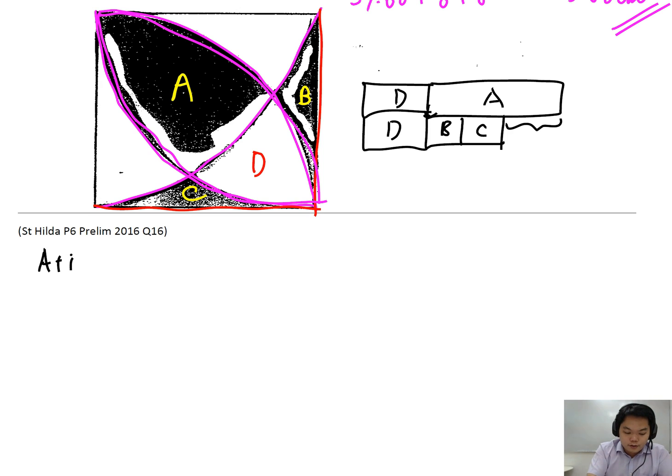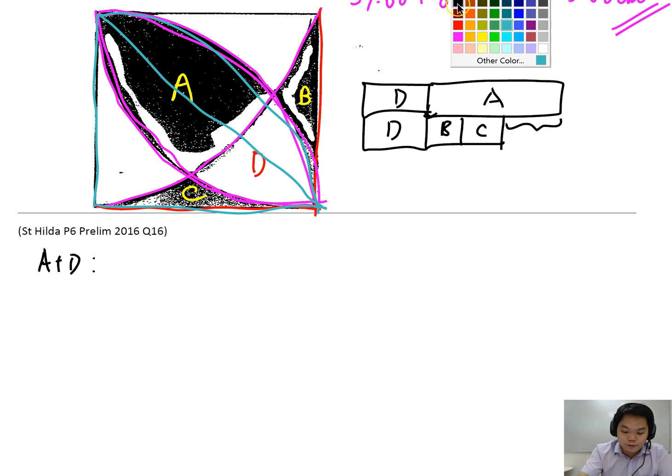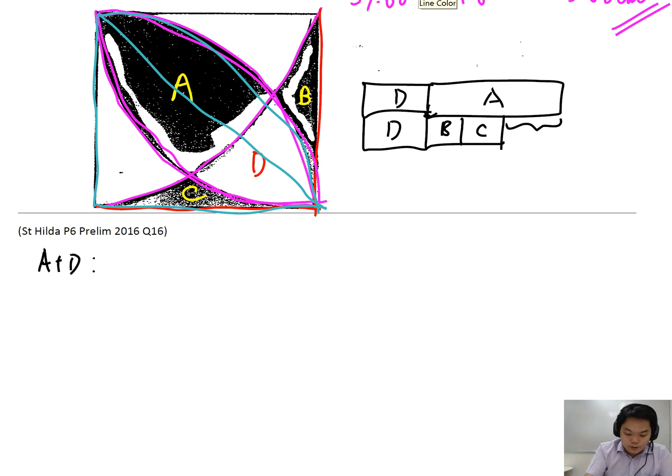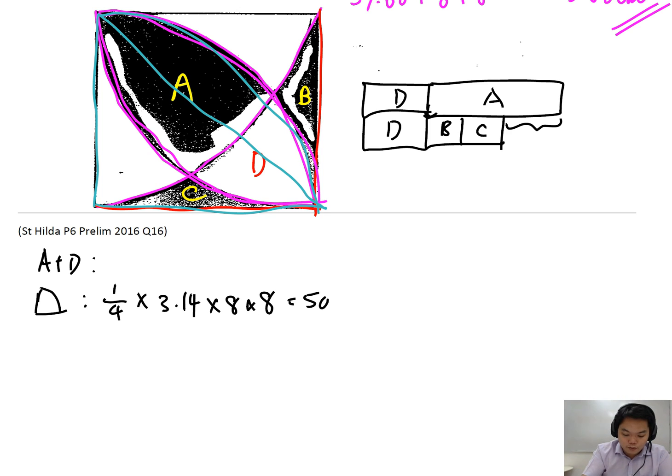So A and D can be acquired by taking a quarter circle and subtracting off the triangle that lies within it. And once we have this area, we can multiply it by 2. So let's do that first. So here, the quarter circle will be 1/4 times pi times radius times radius. So that gives us 50.24 cm squared.